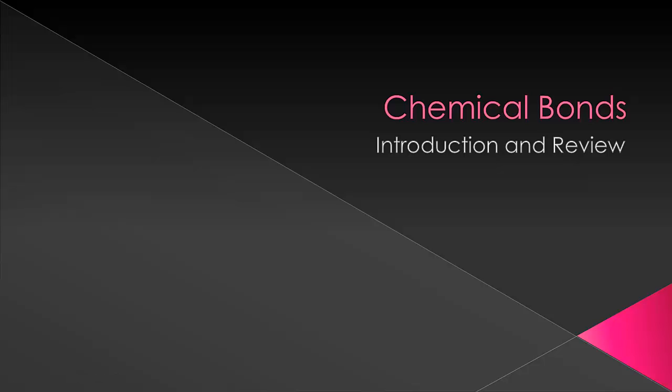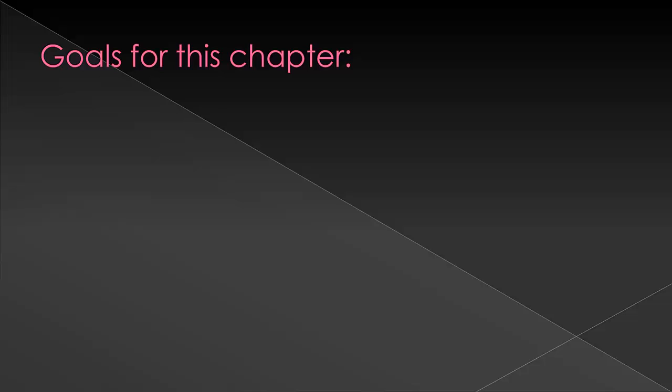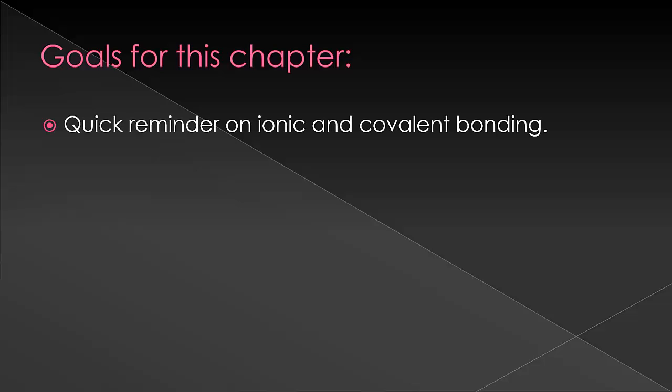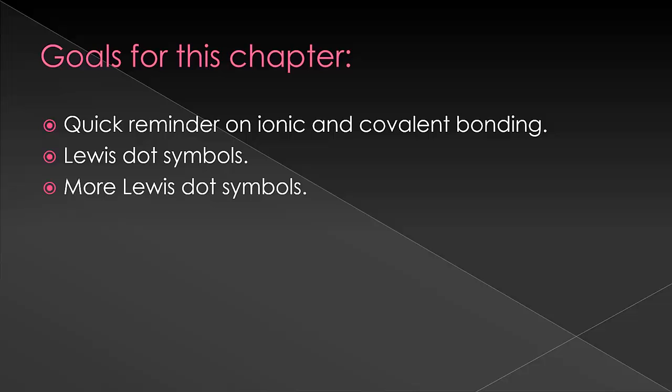Chemical bonds, an introduction, and some review. For this whole chapter, we're going to be working on bonding. So first, we're going to do a quick reminder of what ionic and covalent bonding is and the differences between them. Then we'll move on and do a little bit more with Lewis dot symbols. I introduced this in the very first week of class, but now we can go a little bit more in depth.